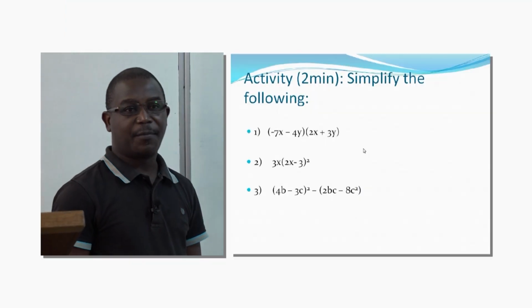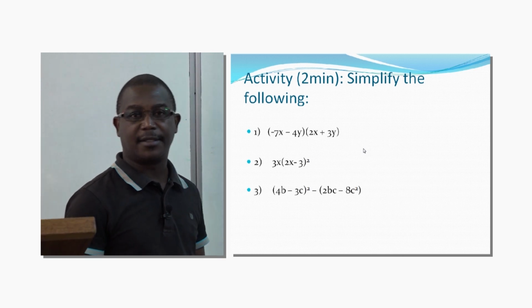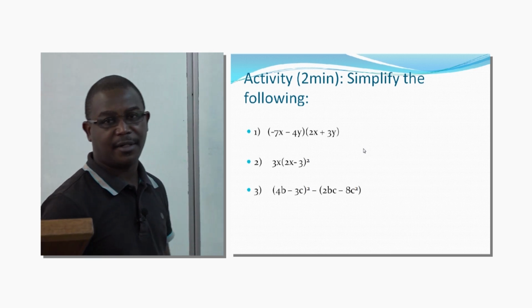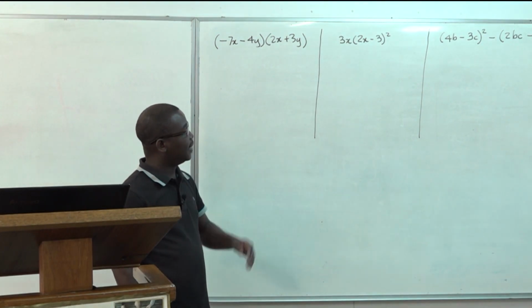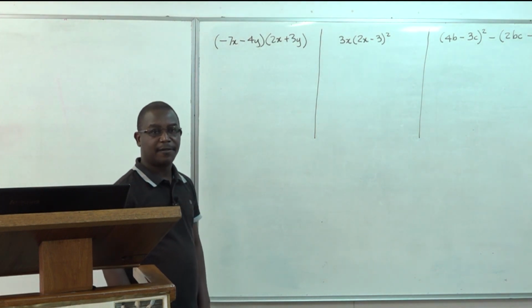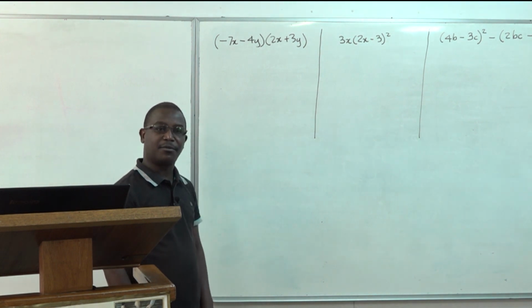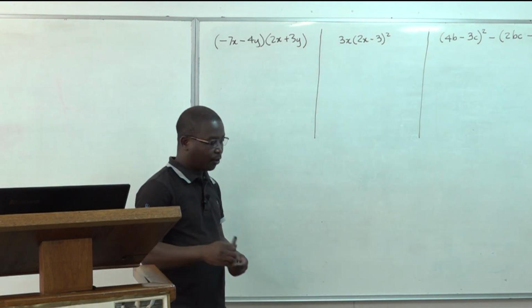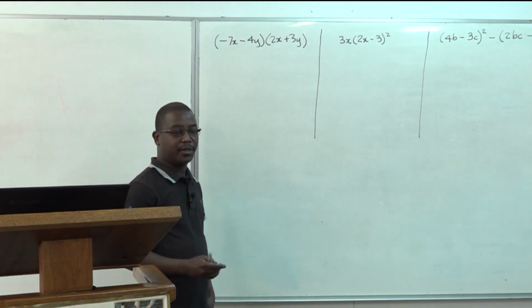Right, students, I hope and trust that you were able to multiply these binomials with each other. Now let's go through each one of them. I've already written the 3 questions on the board. We are going to deal with them one by one, then you can check with what you have done if you did it correctly. If you made mistakes, then you can check where you made the mistake.